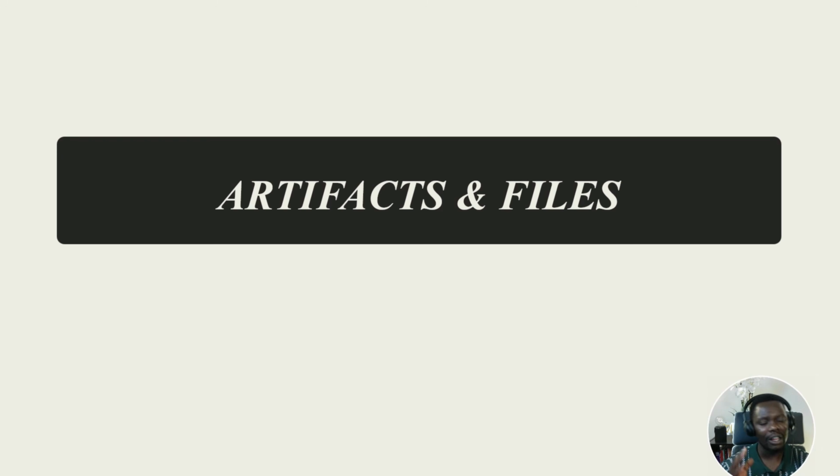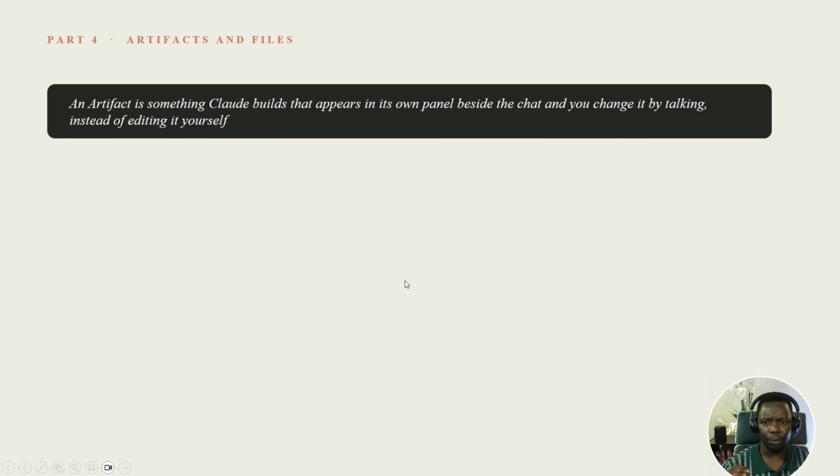Artifacts and files. Now, what is an artifact? We know what a file is, but what is an artifact? An artifact is something Claude builds that appears in its own panel beside the chat, and you change it by talking instead of editing it yourself. So an artifact is basically an output. Now Claude can generate a PowerPoint slide, it can generate an Excel sheet, and all of those outputs are what we refer to as artifacts.